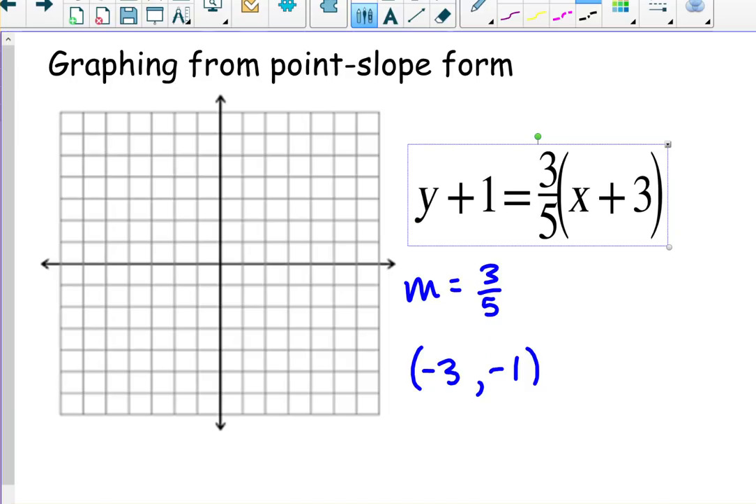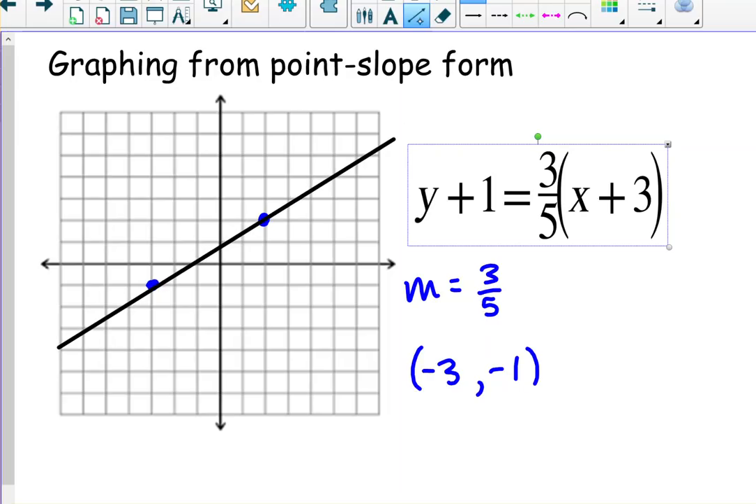Now I have enough to graph my line, so I'm going to plot negative 3, negative 1, and then I'm going to use my slope. I'm rising 3, 1, 2, 3, and running 5, 1, 2, 3, 4, 5. And that is enough to graph my entire line.